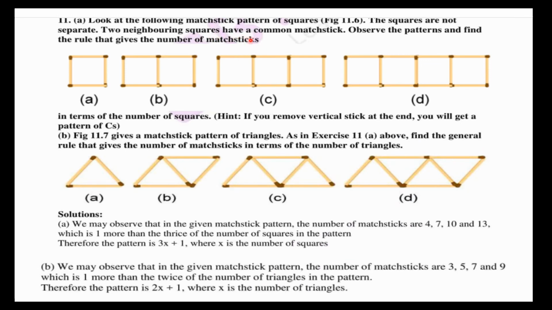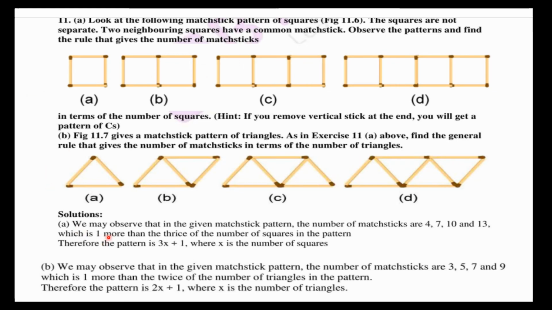Look at the following matchsticks pattern of squares. The squares are not separate. 2 neighboring squares have common matchsticks. Observe the pattern and find the rule that gives the number of matchsticks. Now children, you may have observed that here are 4 matchsticks for 1 square. For 2 squares, how many matchsticks are there? 7 matchsticks. For 3 squares: 1, 2, 3, 4, 5, 6, 7, 8, 9, 10, 11... matchsticks, and so on.